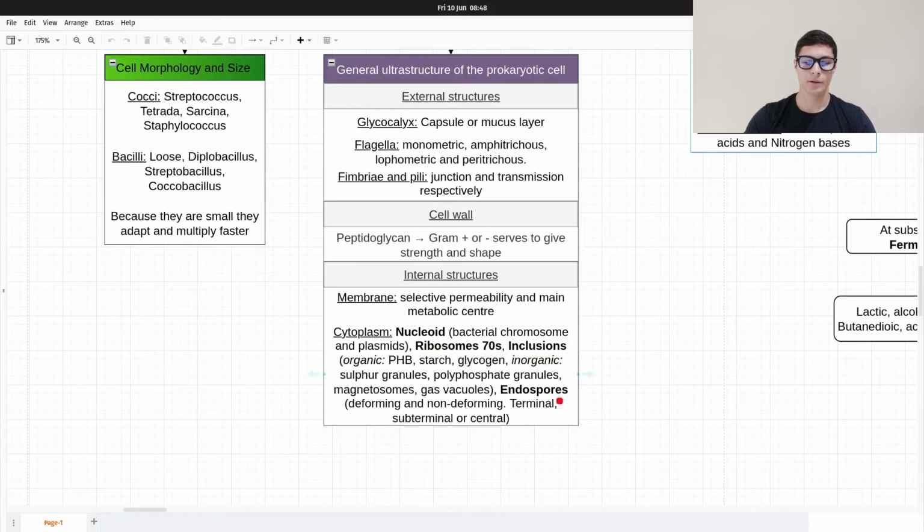Then we have the endospores in some of them, and this is very important because these endospores are used as a protection the bacteria uses when the circumstances are not favorable. And the endospores can be deforming and non-deforming, either one or the other, and terminal, subterminal or central, depending on the position inside the bacteria.